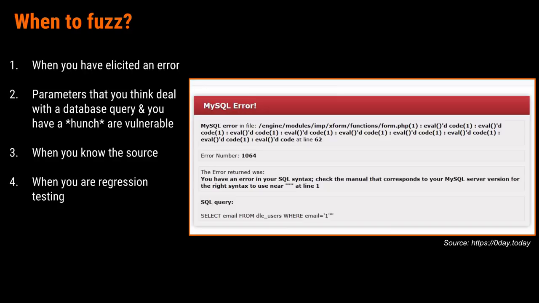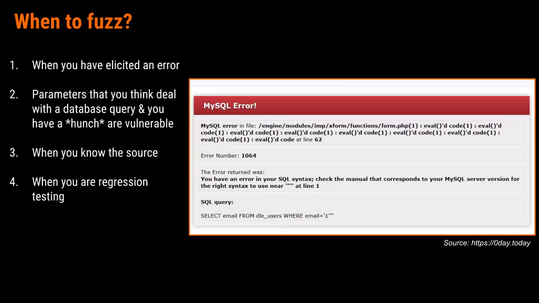Now, there are also some other conditions where you might want to fuzz. If you've already elicited an error, like a MySQL error we see here, this might be a good candidate to manually fuzz or use Intruder to send a list out and see if there's some type of syntax in there that can generate a more meaningful attack error. Obviously, you want to manually test for this first, but if you're getting stuck, you can do it that way.